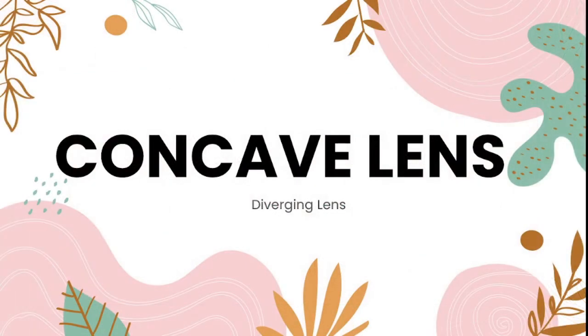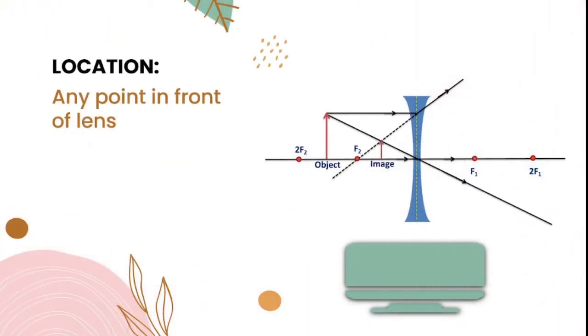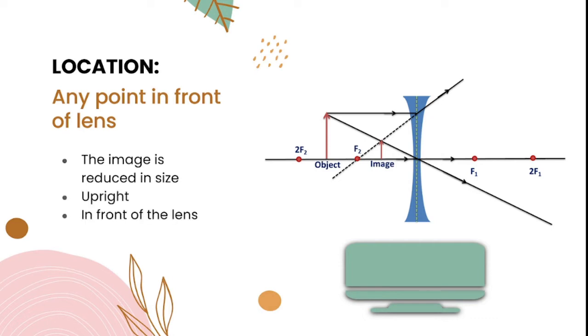Let us find out the image formation in concave lens. If an object is placed at any point in front of the lens, the image formed is reduced in size, upright, in front of the lens, and virtual. The image is formed through the point of intersection of the principal rays. Since the rays diverge in concave lens, extending the diverged light rays in front of the lens will determine the intersection, forming a virtual image.